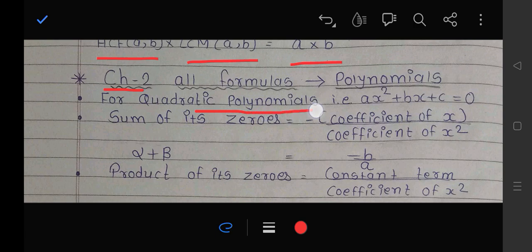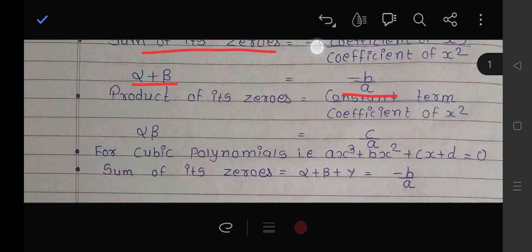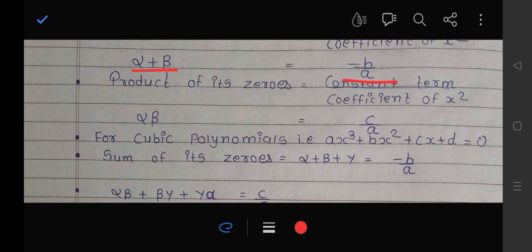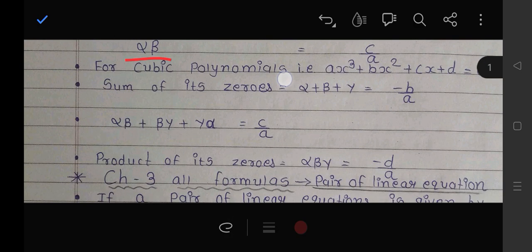Chapter 2. For quadratic polynomials, that is ax square plus bx plus c is equal to 0, the sum of its zeros is equal to minus coefficient of x upon coefficient of x square, that is alpha plus beta is equal to minus b by a, and the product of its zeros, constant term upon coefficient of x square, alpha into beta is equal to c by a.